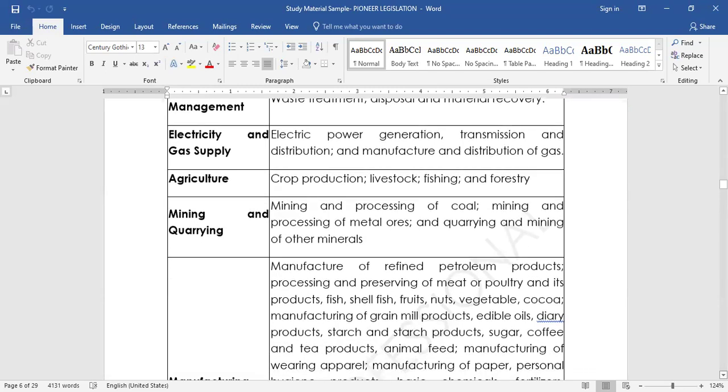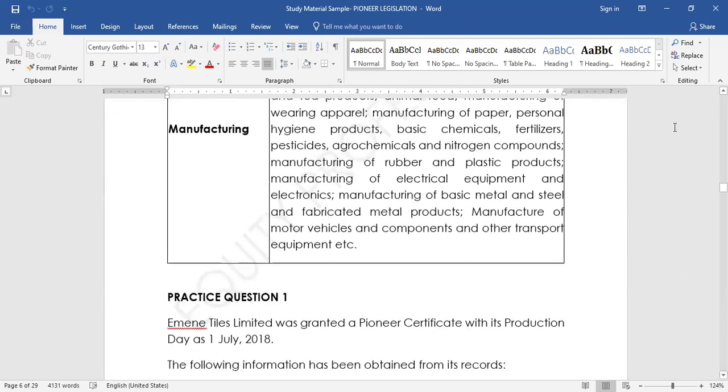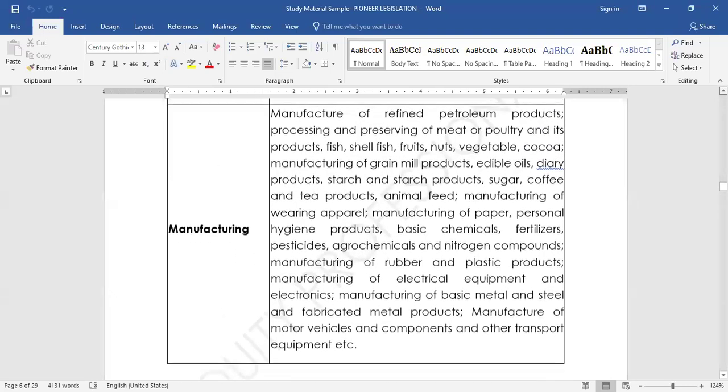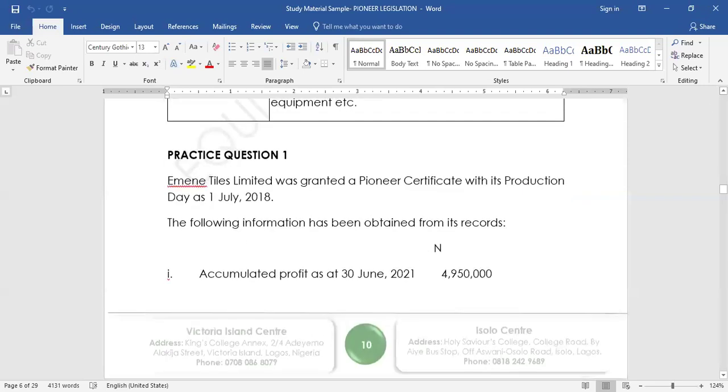Oil and gas companies too enjoy pioneer incentive. While manufacturing companies too, like manufacturing of chemicals, manufacturing of wares, manufacturing of starch products, manufacturing of sugar, manufacturing of milk, electrical equipment, manufacturing of textile, manufacturing of rubber and plastic, all those manufacturing companies, they all enjoy pioneer incentive.